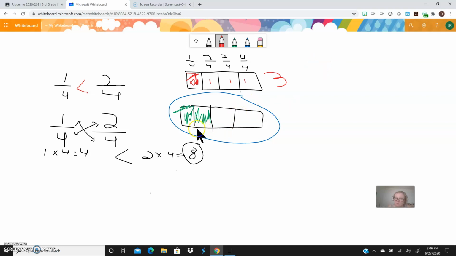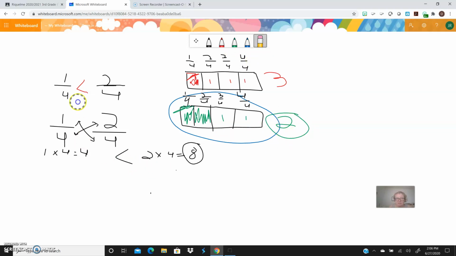Let's come down here. We've already shaded in 2. Let's go ahead and count. This is 1/4, 2/4, 3/4, 4/4. Okay? So let's count how many more pieces we need to get to this whole. Okay? 1, 2. Okay, so I only need 2 more pieces to get to my whole. Okay, so which number is less? 2, right? So this fraction is bigger.